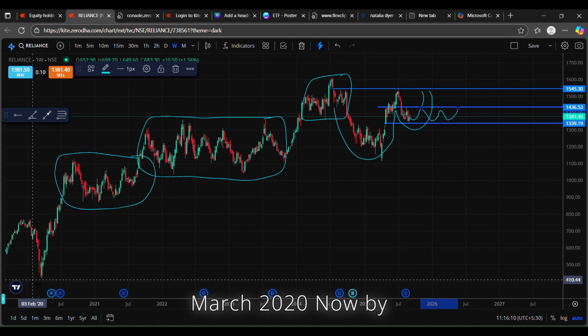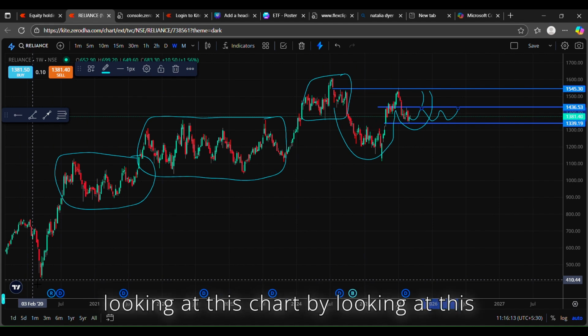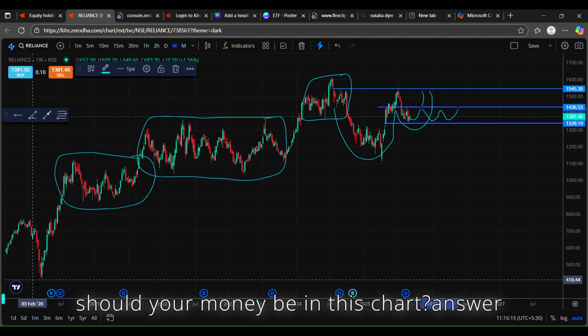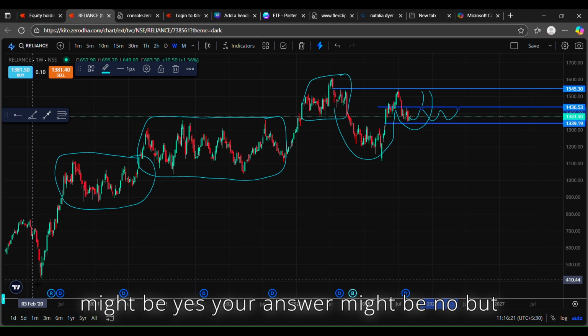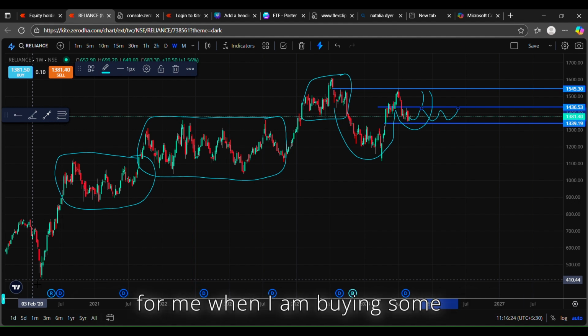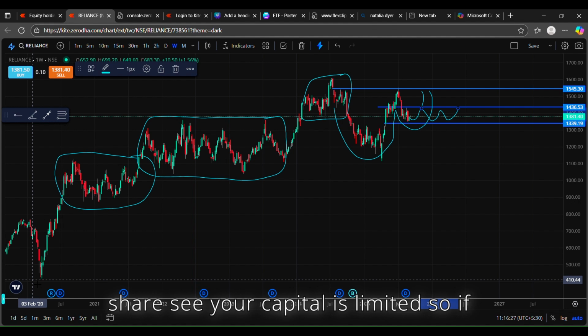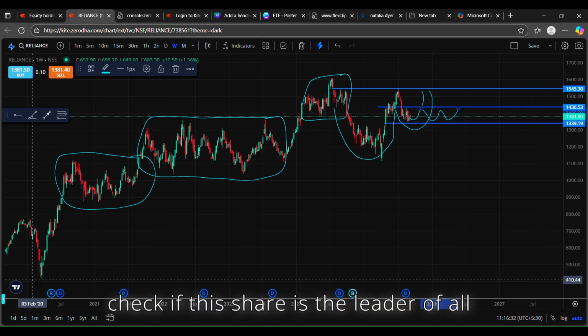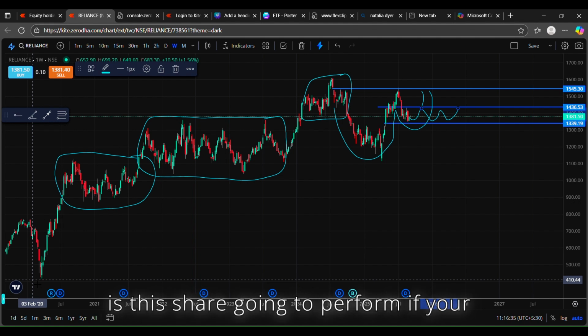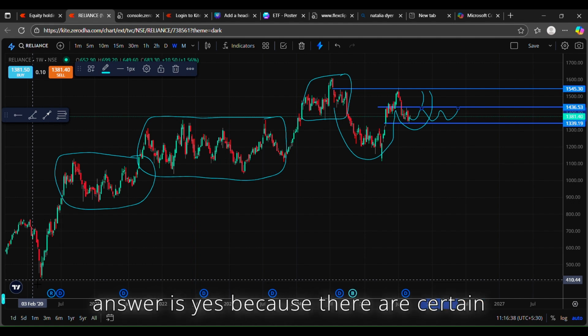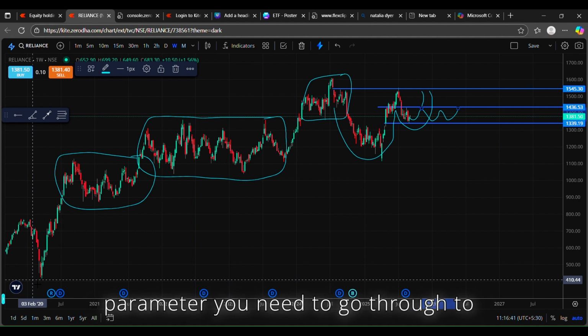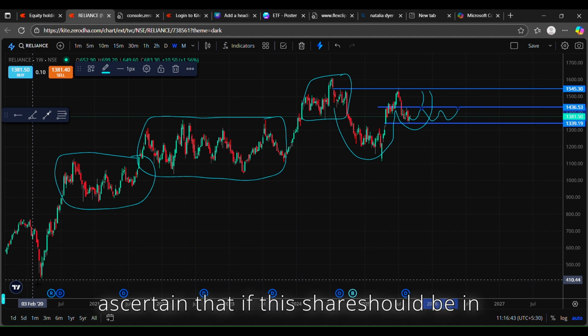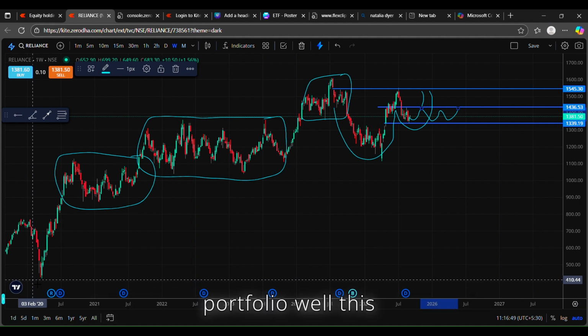Now, by looking at this chart, by looking at this kind of formation, what do you think? Should your money be in this chart? Your answer might be yes, your answer might be no. But for me, when I am buying some shares, see, your capital is limited. So if you are buying a share, you need to check if this share is the leader of all. Is this share going to perform? If your answer is yes, because there are certain parameters you need to go through to ascertain that, then this share should be in your watch list or in your portfolio.